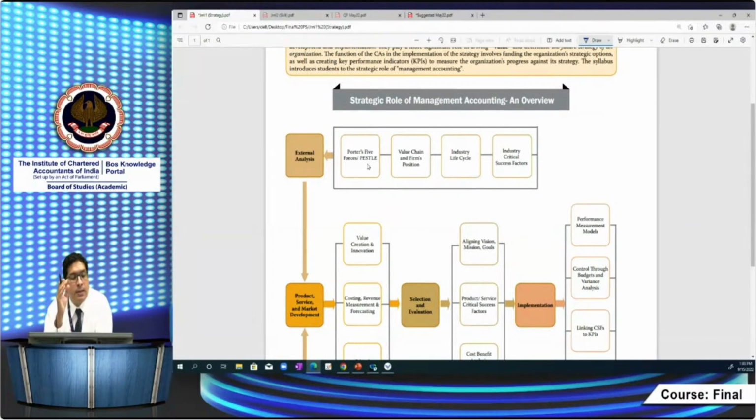External analysis. External analysis covers Porter's 5 forces model, value chain and firm's position, industry life cycle, industry critical success factors.